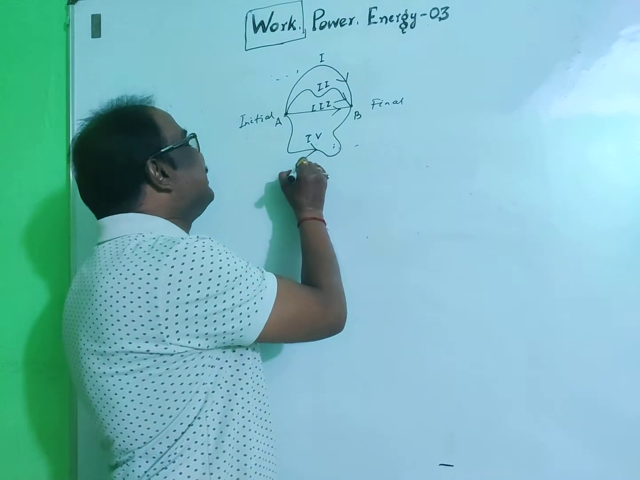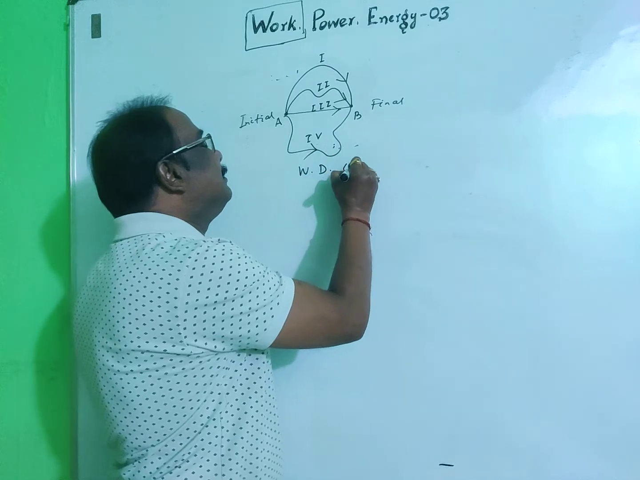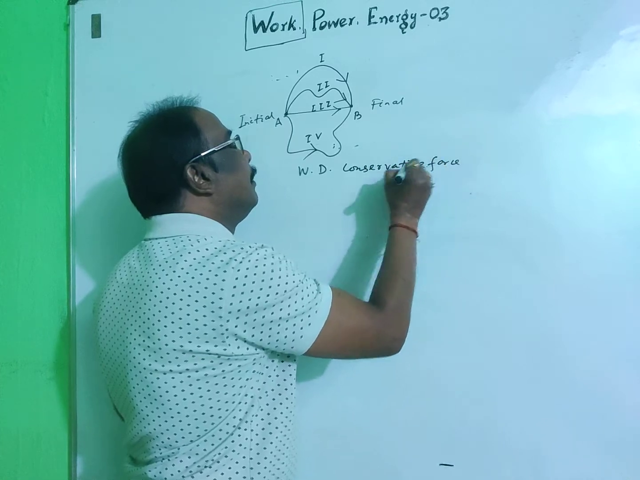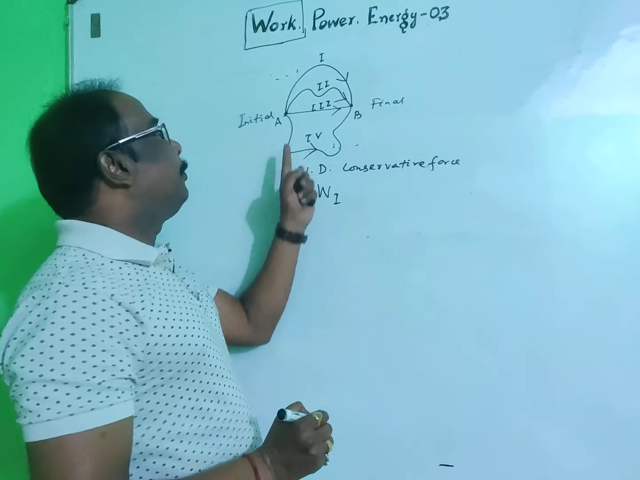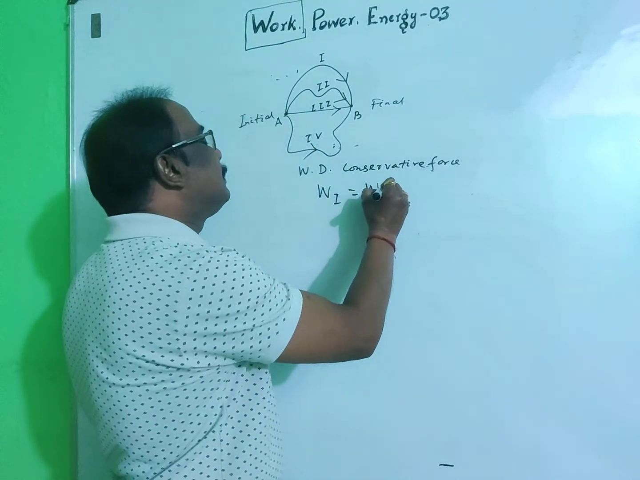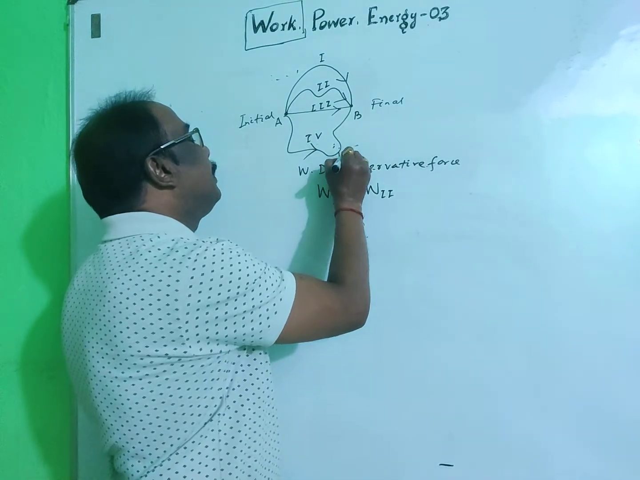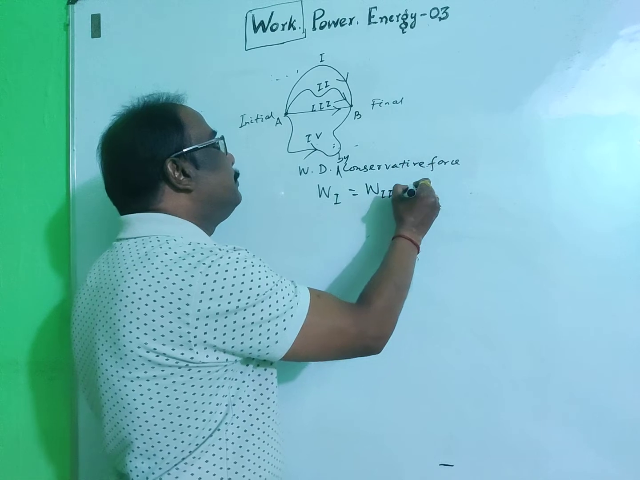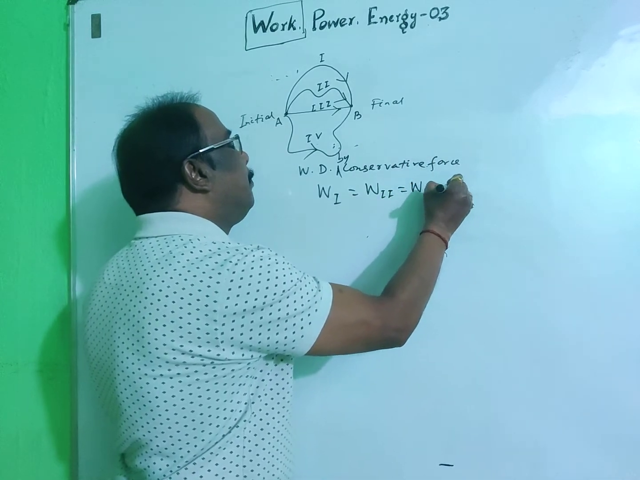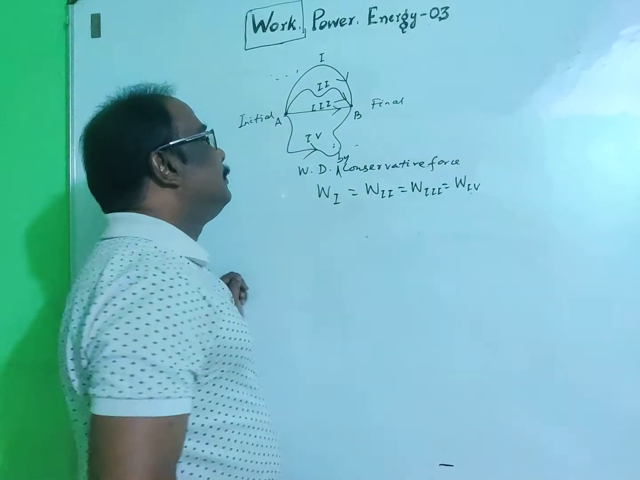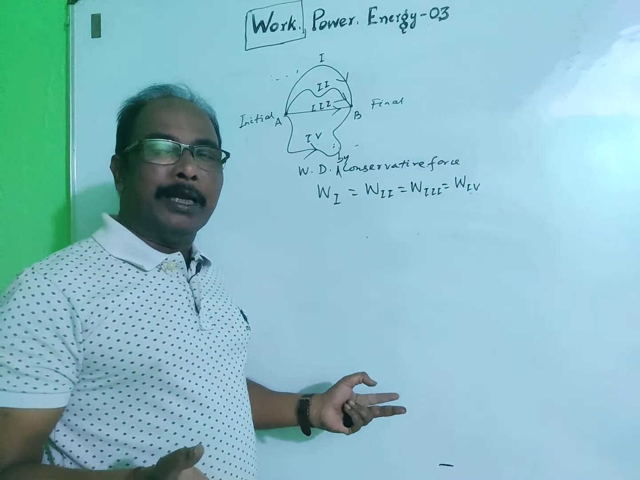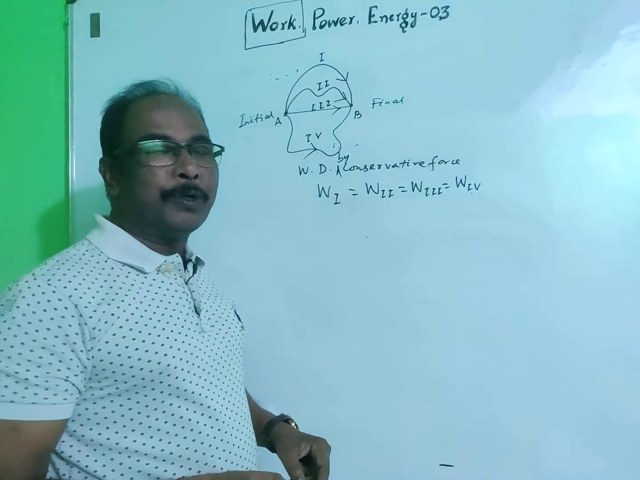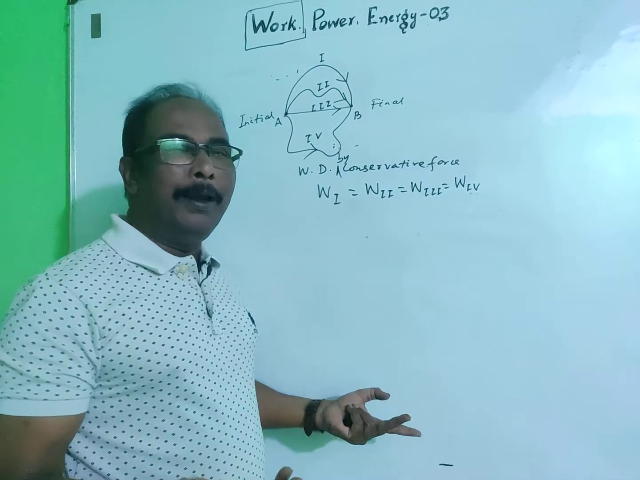Thus in this case, work done by a conservative force in path 1 is the same as the work done in path 2. Work done by the conservative force in path 1 is W1, in path 2 W2, in path 3 W3, and in path 4 W4. So whatever be the path, work will remain the same because work done by a conservative force depends only on the initial and final position. So whatever be the path length, work will remain the same.